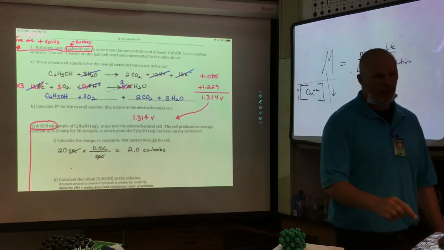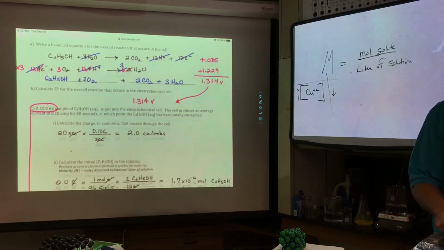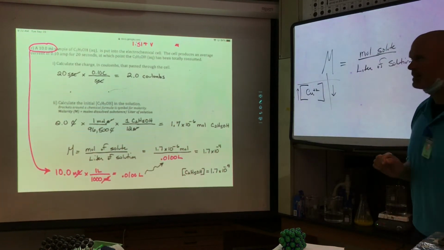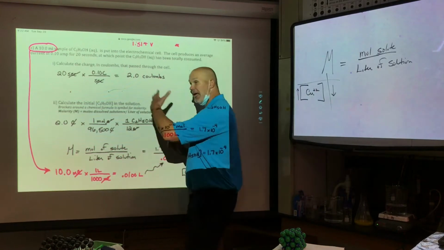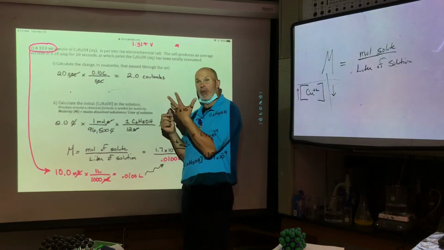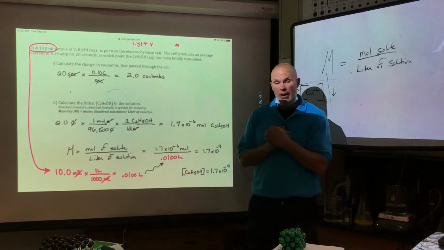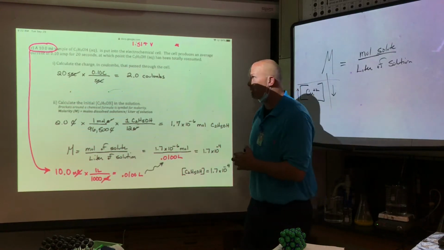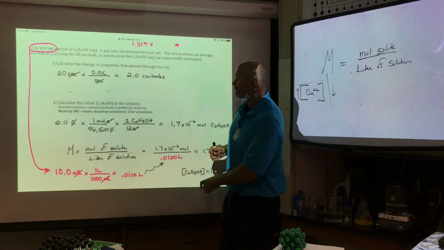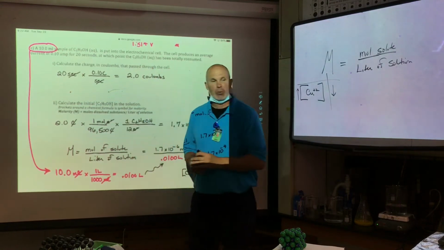Okay? Now, here's where we're using electrolytic concepts. Still the voltaic cell, but I'm using this idea of what? Charge. I'm using the idea of coulombs. I'm using the idea of moles of electrons to get what? What is the actual concentration?